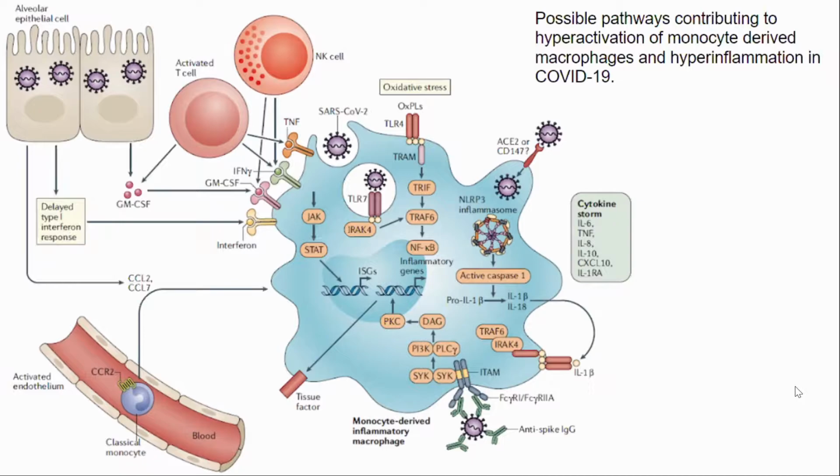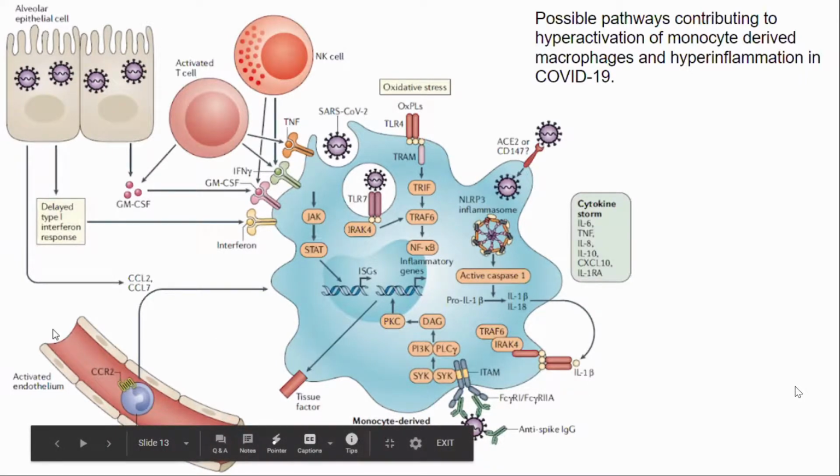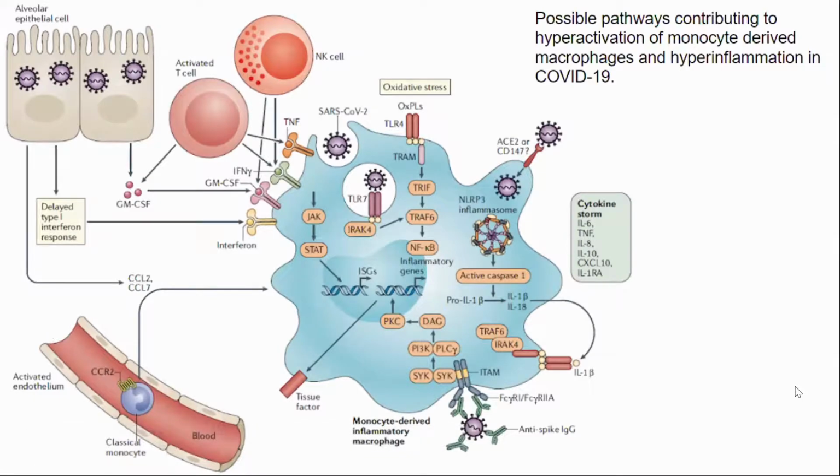So there are many mechanisms that contribute to hyperactivation of the monocyte-derived macrophage and hyperinflammation in COVID-19. First is the delayed production of interferon type 1. When the virus infects the epithelial cell, if the interferon type 1 response is delayed, it can lead to an enhanced cytopathic effect and increased sensing of the virus, and this can enhance the release of monocytes.